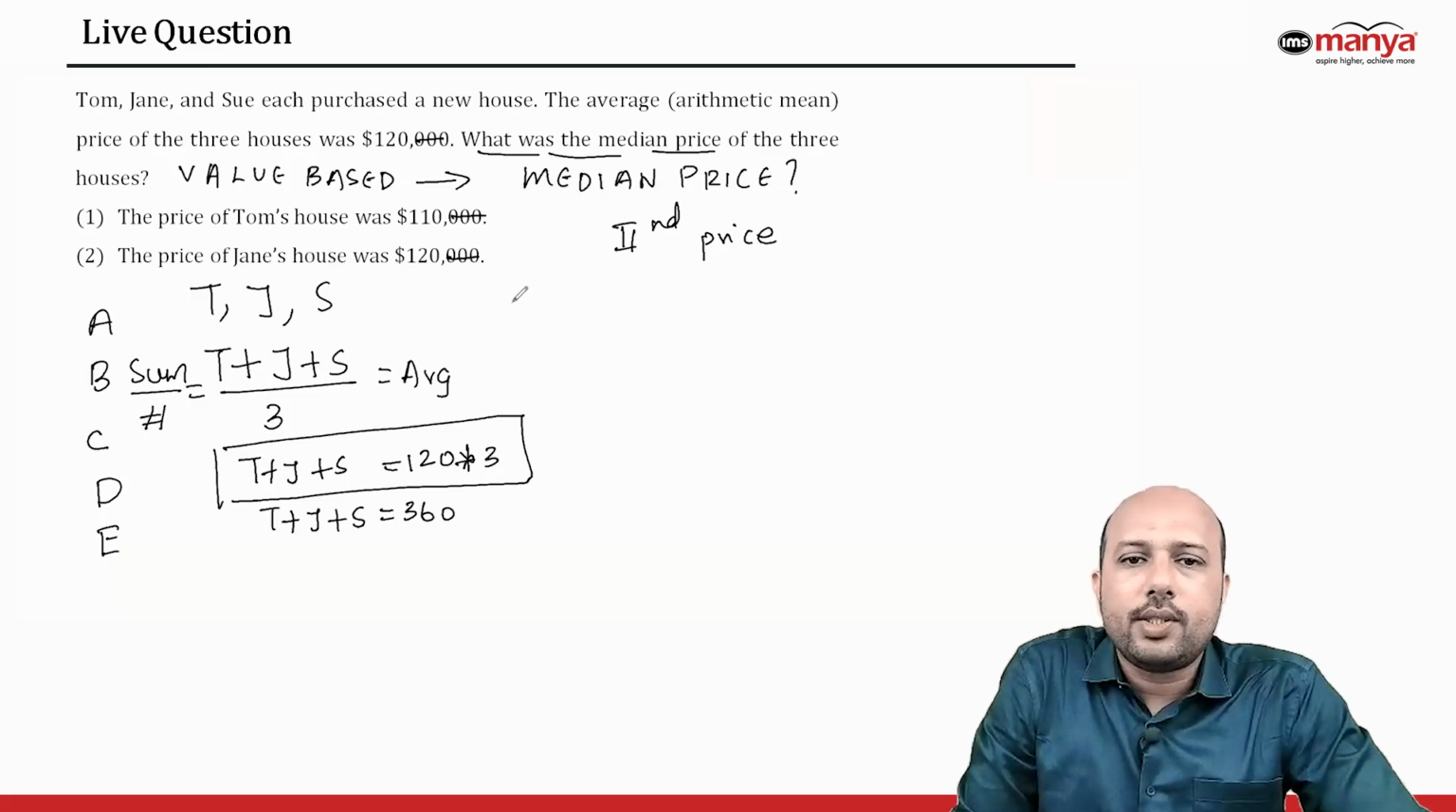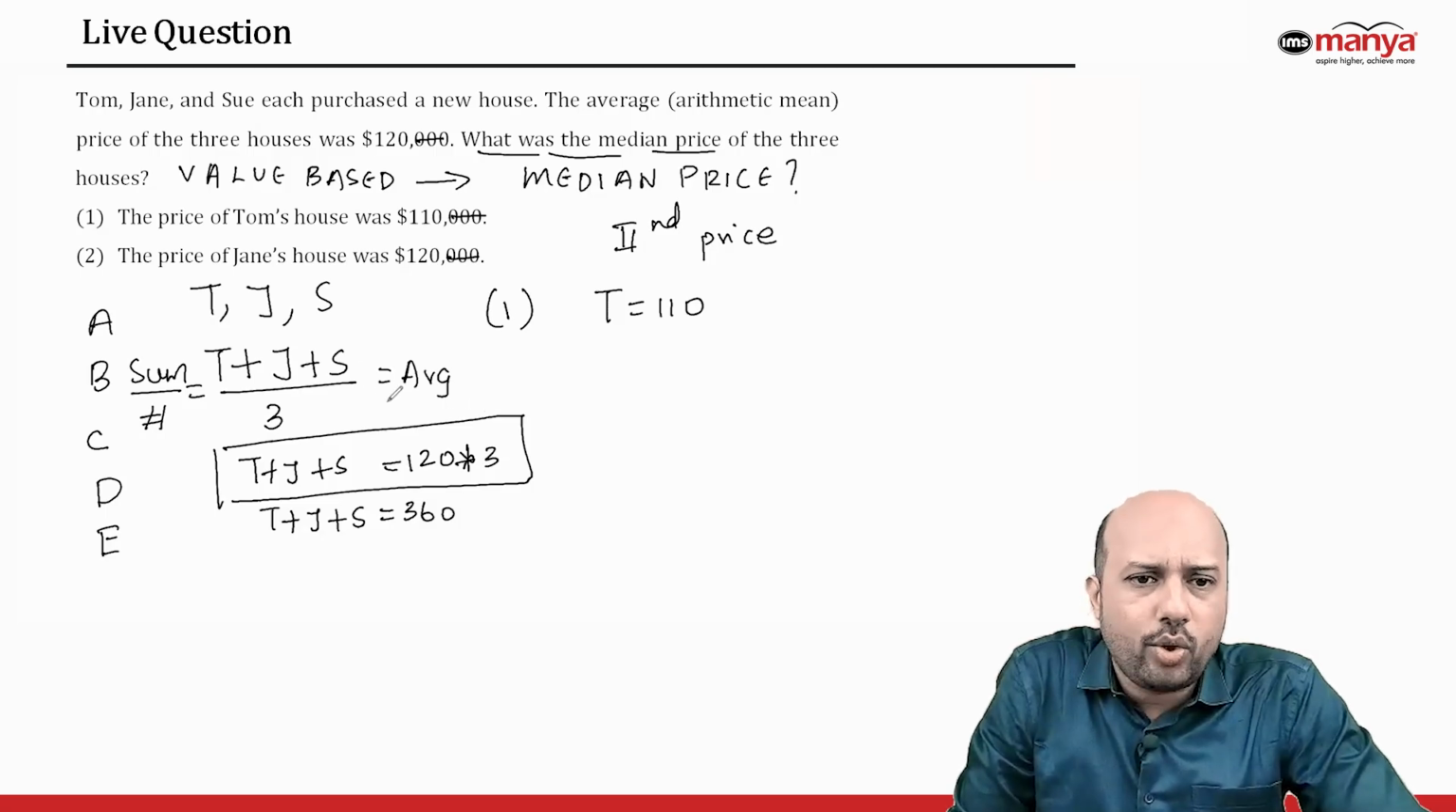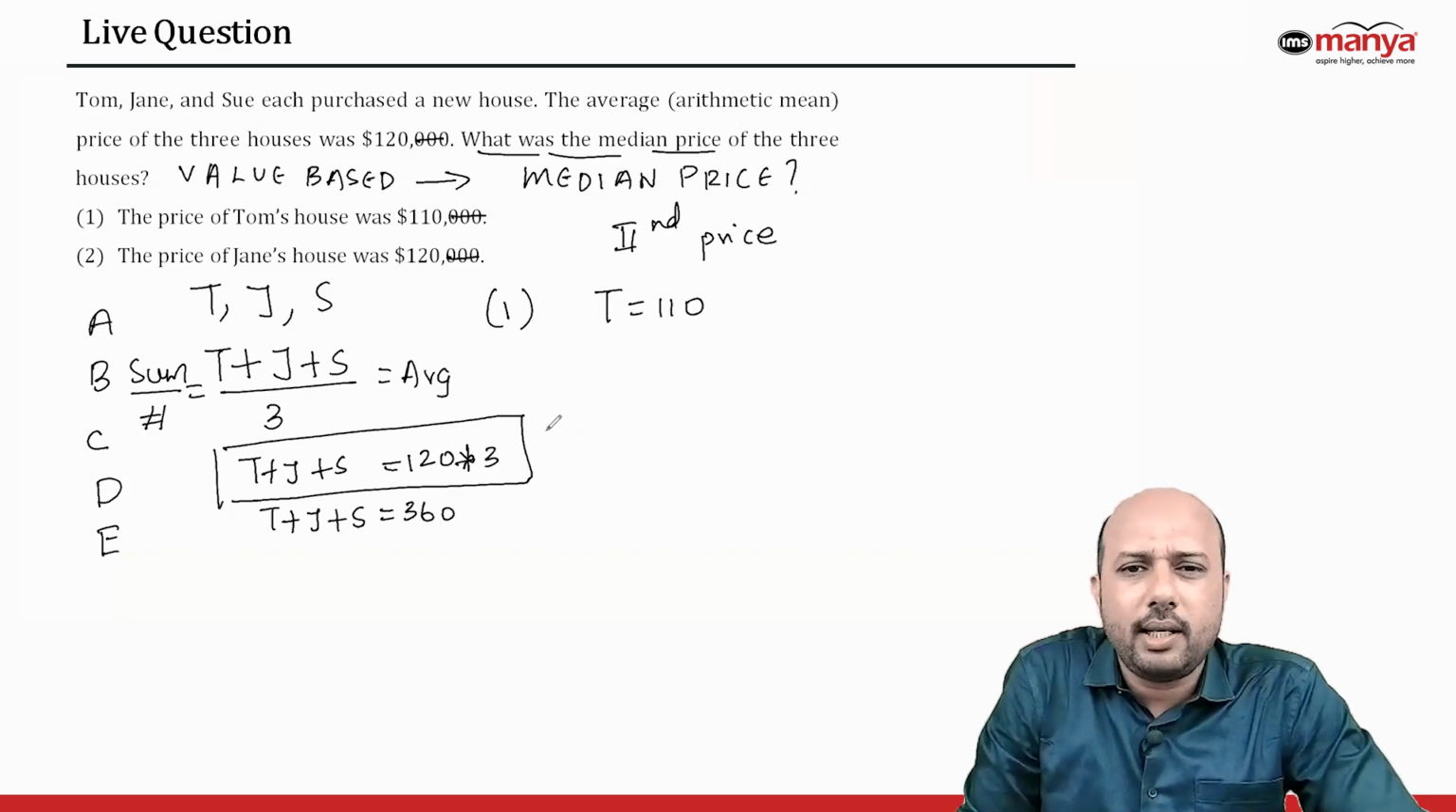Now, what is the first thing students will do? In the first statement they will read that the price of Tom's house was 110, so T is equal to 110. Then they will realize that they do not know the J and S values. Only if they know the J and S values can they arrange them in order and tell which is the middle value. So they will eliminate statement 1 alone and move on to statement 2. Likewise, statement 2 says the price of Jane's house was $120.